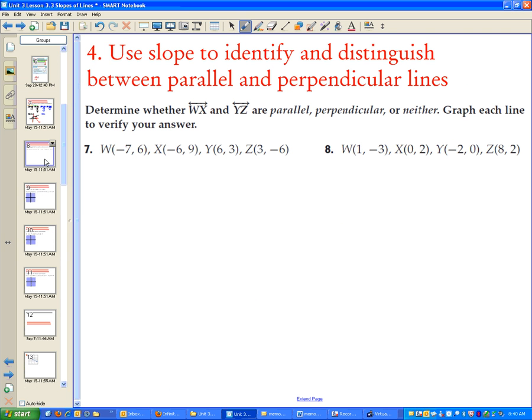All right, let's keep going with these. Let's try 7. Find the slope of WX. All right, for the slope of WX, well, you go ahead. Y'all do it. Do number 7.